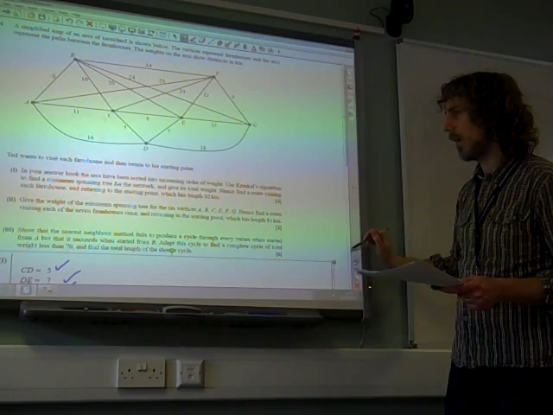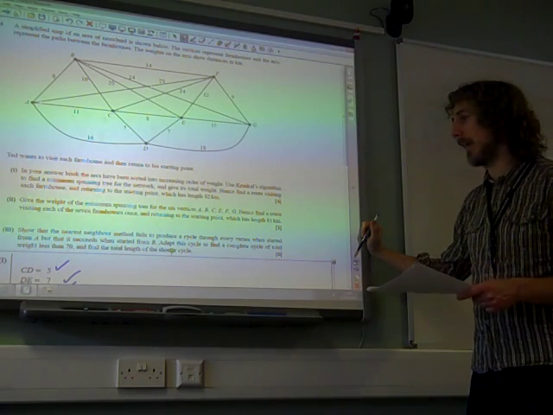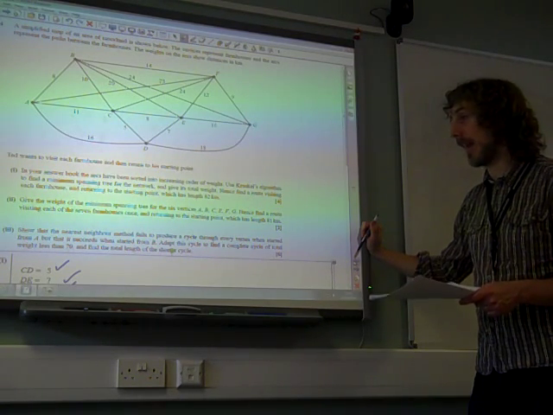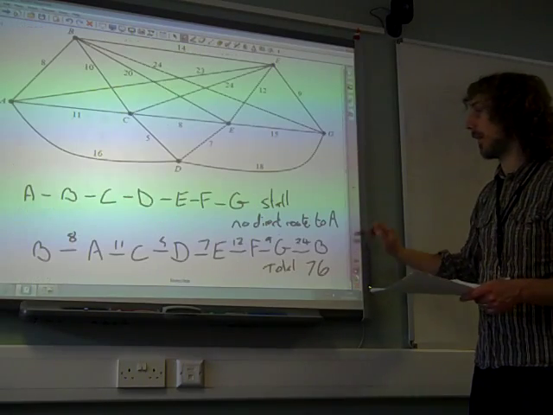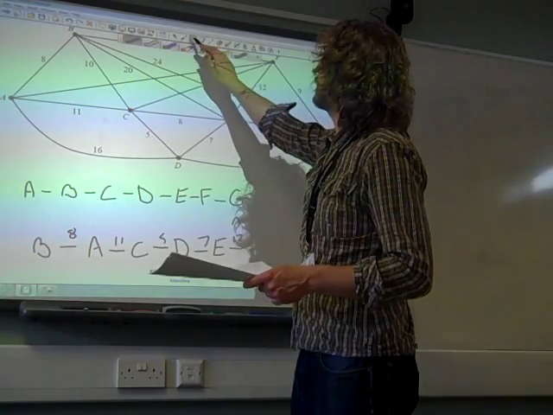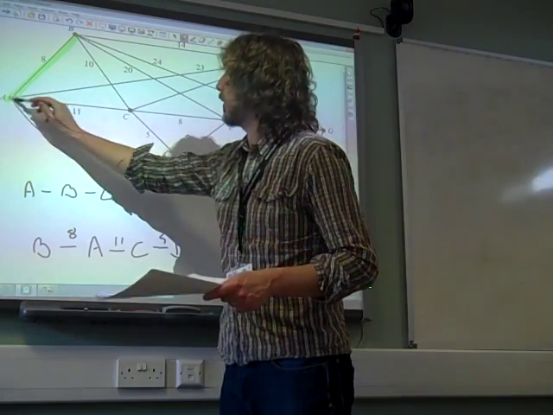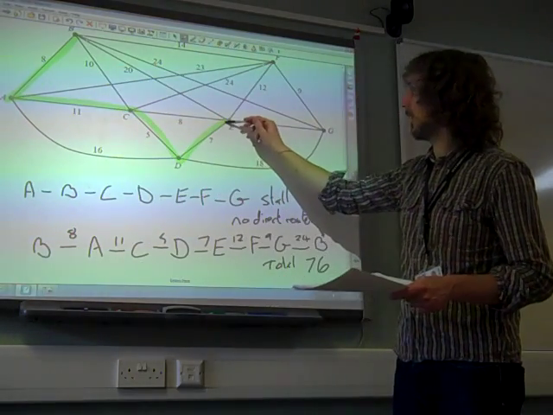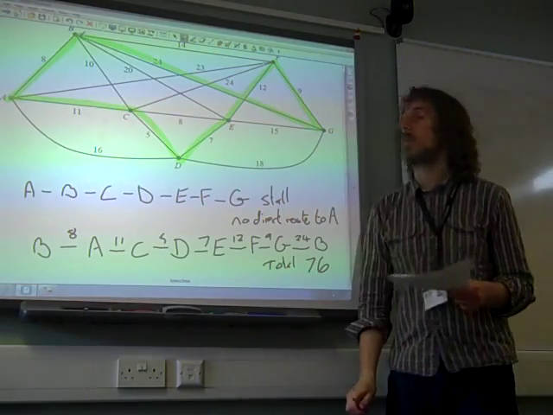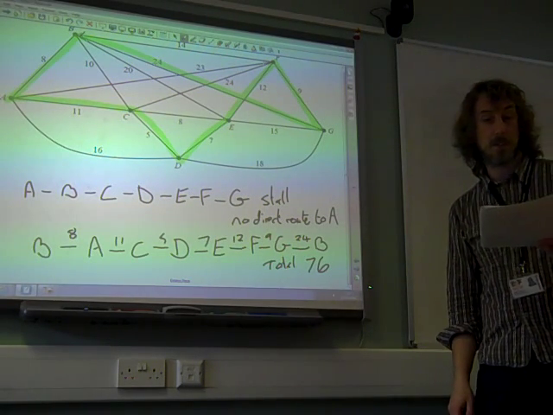It then said, adapt this cycle to find the complete cycle less than 70 and find the shortest length. Well, what have we just done there with that cycle? We've gone B to A to C, D, E, F, G, and back to B. That was the cycle that we started with. How can we adapt it?